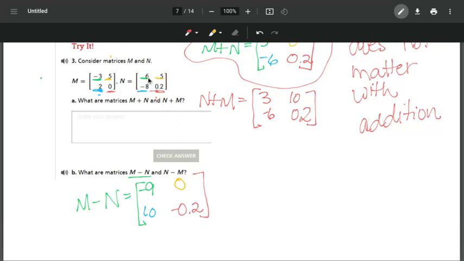Now, if I were to subtract these in the other order, 6 minus -3, I'll get +9. 5 minus 5 would be 0. -8 minus 2 would be -10. 0.2 minus 0 would be +0.2. So does the order matter? Yes. So order does matter with subtraction. Well, I can't spell. Does matter with subtraction.